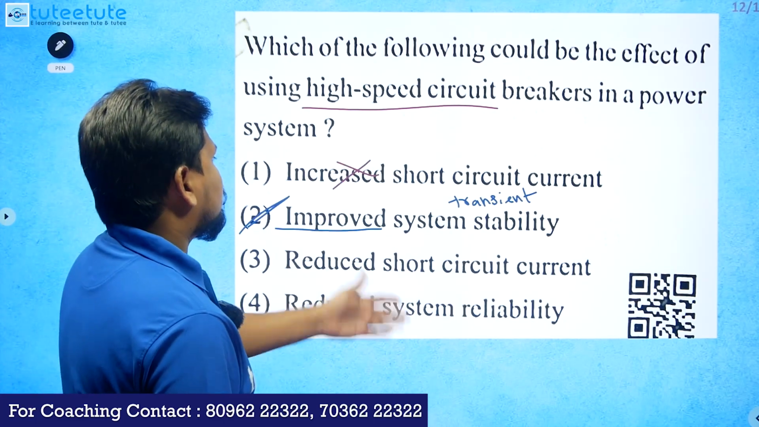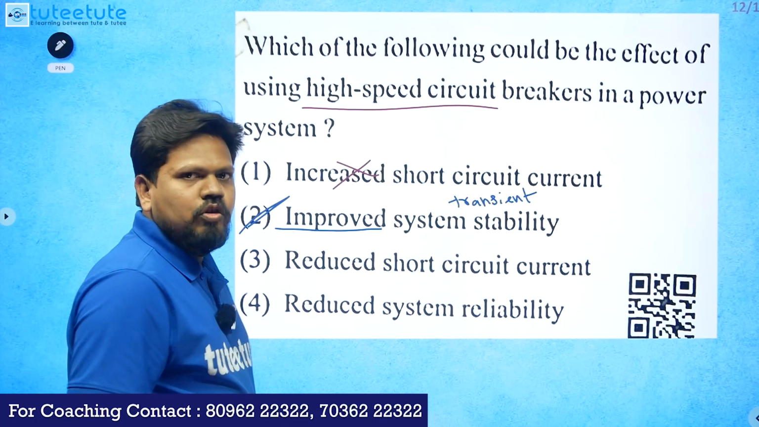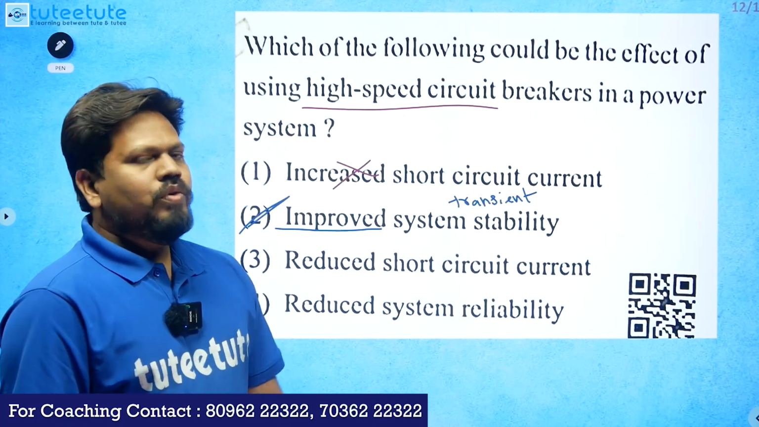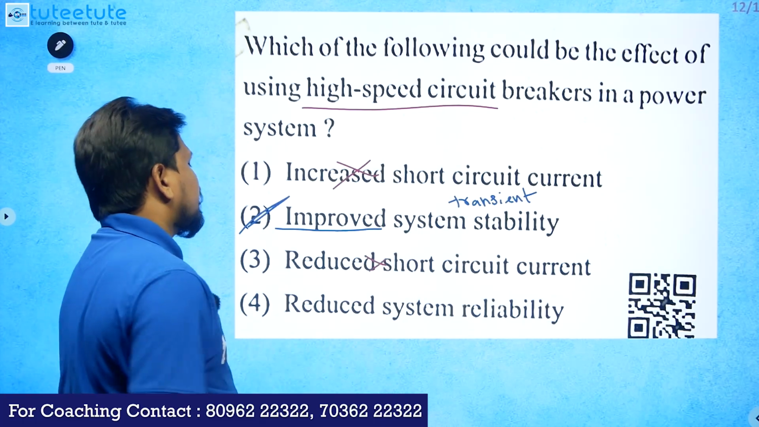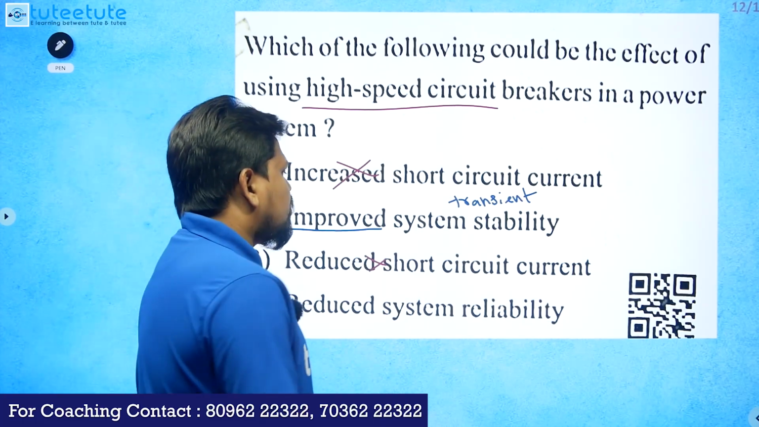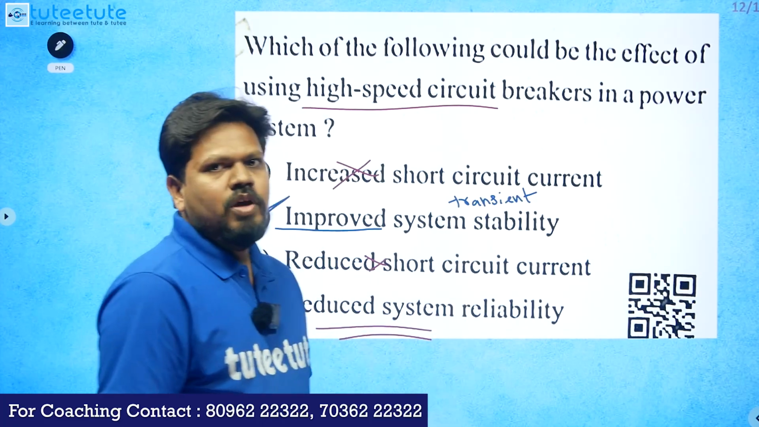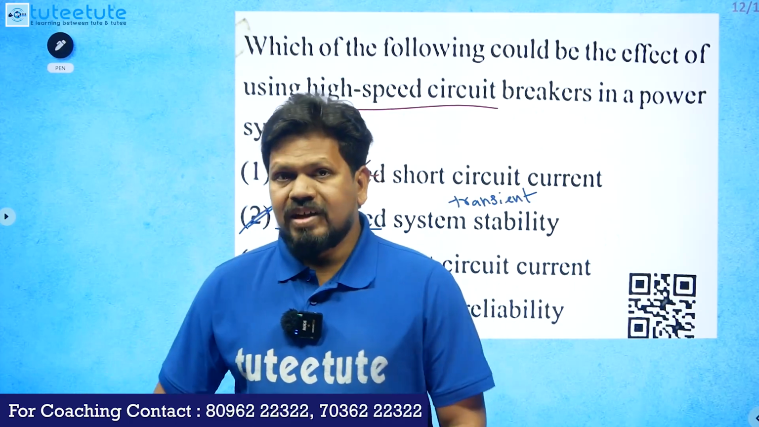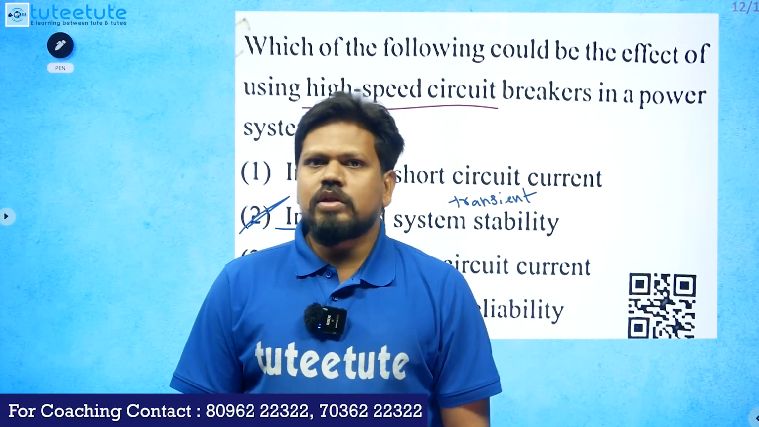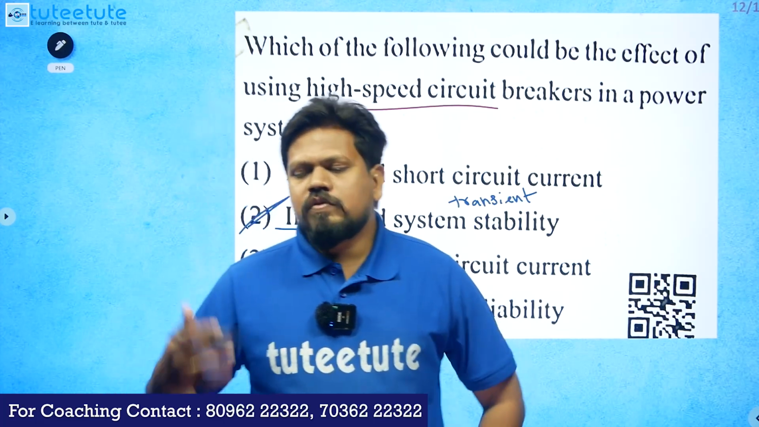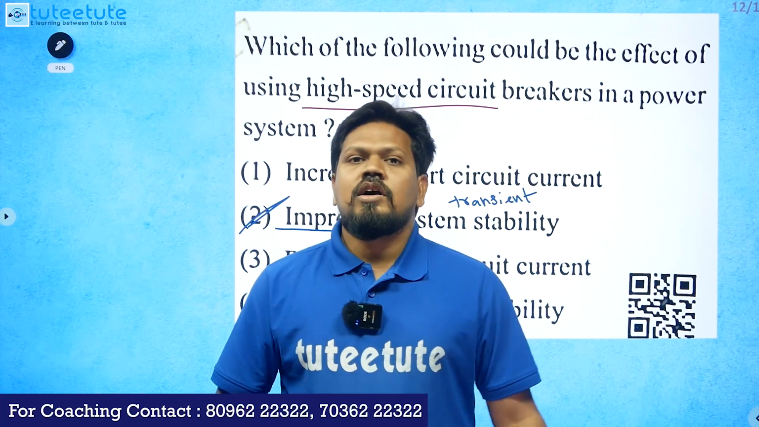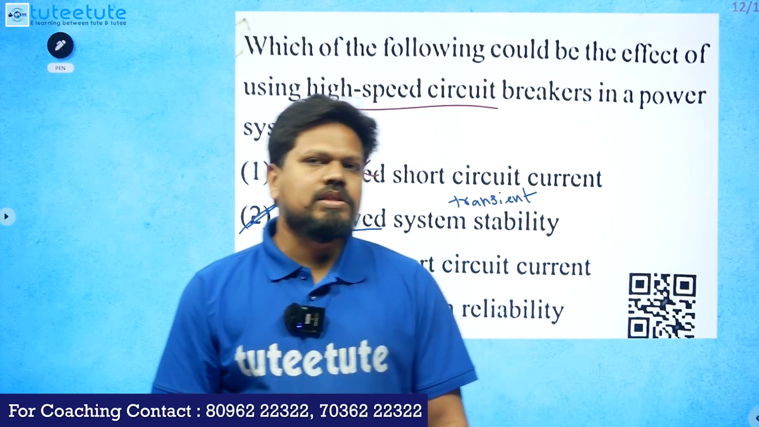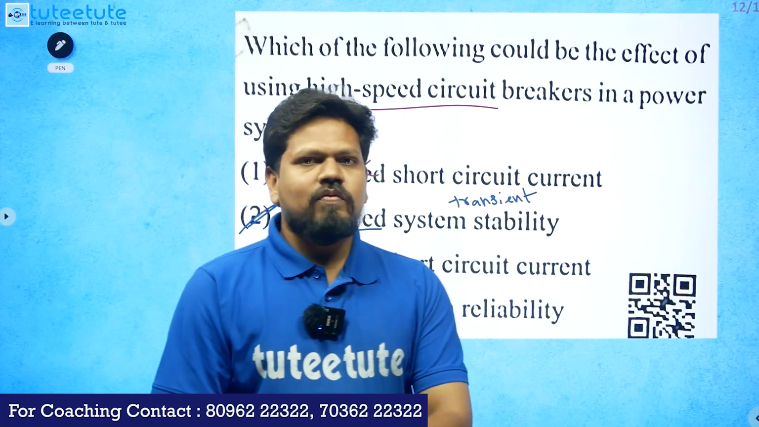Reduce short circuit current. We have to reduce it, but the fault has already occurred, right? So we cannot control this short circuit current reduction. Next, reduce the system reliability. We need a highly reliable system. For example, if this generator loses its synchronism, other generators are also connected to the power grid. Even one generator doesn't make much sense, but the other generators also feel that burden. If they cannot manage that much load, then automatically reliability will reduce.